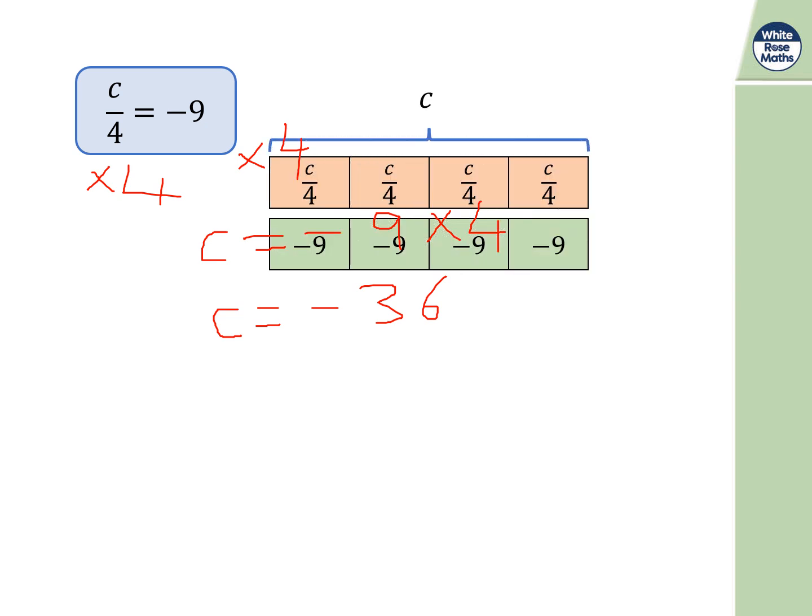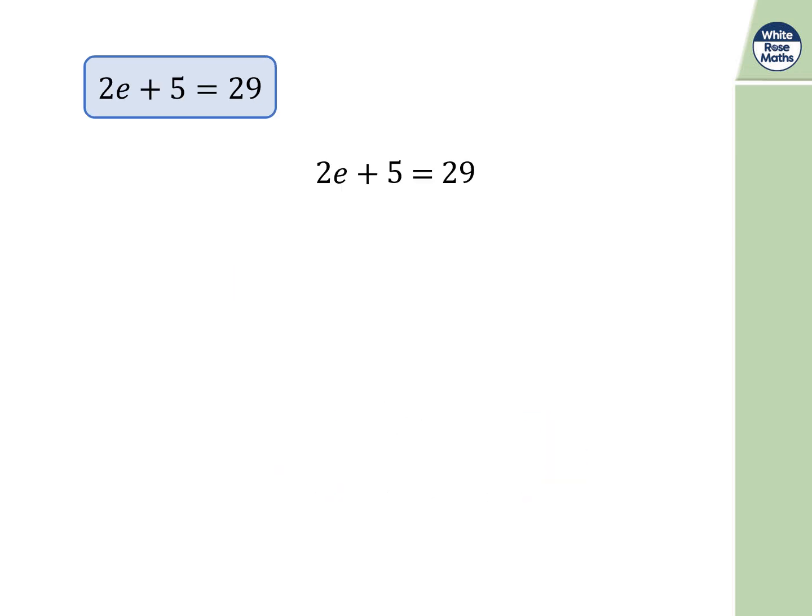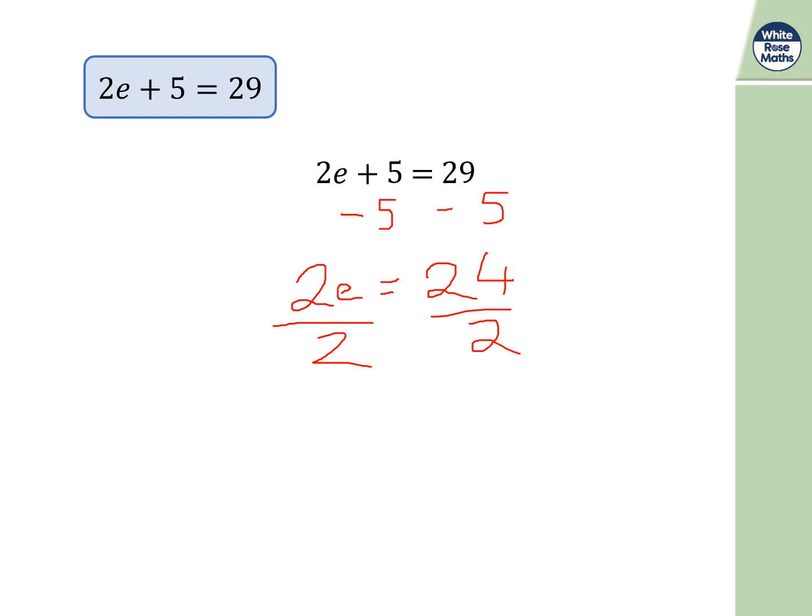Here we go. So getting C by itself, times both sides by 4, we get that. This one here, I'm going to subtract 5 on both sides first of all. So I get 2e is equal to 24. And then divide through each side by 2 to get e by itself. I get e is equal to 24 divided by 2, which is 12.